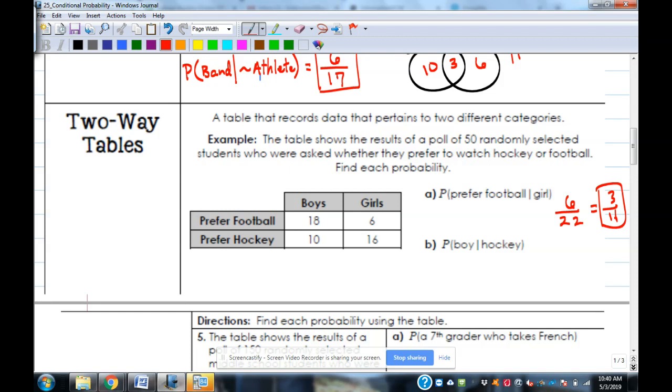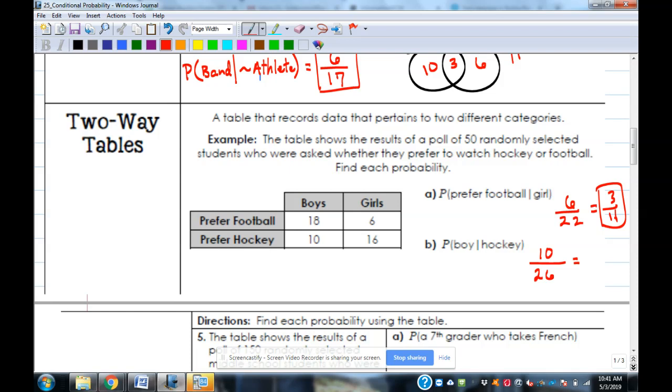B part, probability that it's a boy given they prefer hockey. How many people prefer hockey? 26, right? 10 out of 26 that prefer hockey, or boys that prefer hockey. So the given is, do what now? How is it 20? It's the probability that it's a boy given that they prefer hockey.